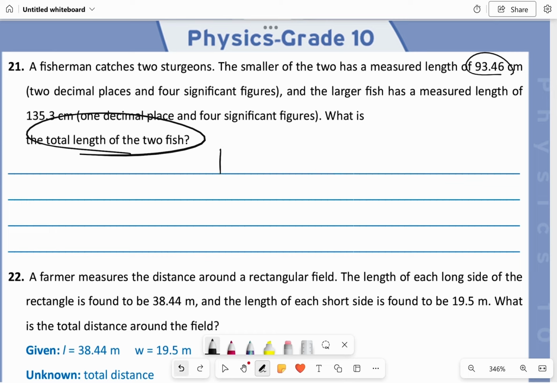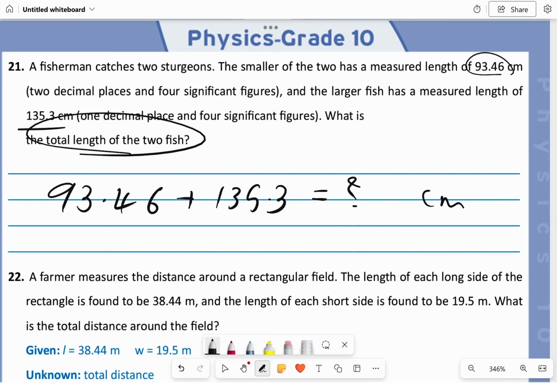I'll just ignore it, I cannot draw a fish. Now, if you basically have two fish, add the length of them together, and what will be the final length? You have 93.47 plus 135.3. Add them and see what will be the final length.